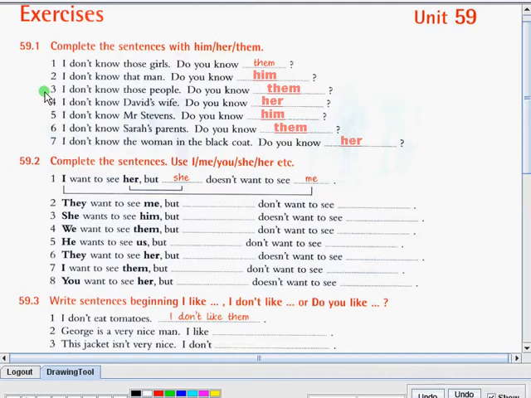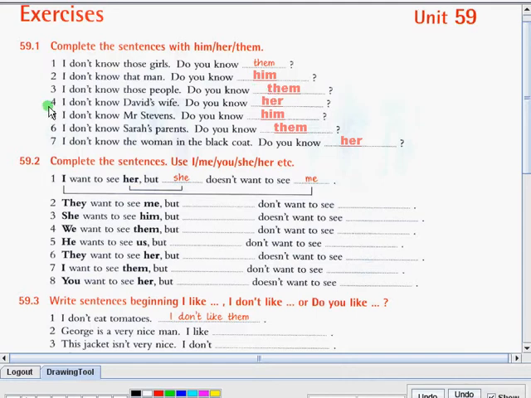3. I don't know those people. Do you know them? The subject here is those people. So we have to use the object pronoun them. So we use them because those people is the subject. And we are talking about many people. So that's why we have to use them.